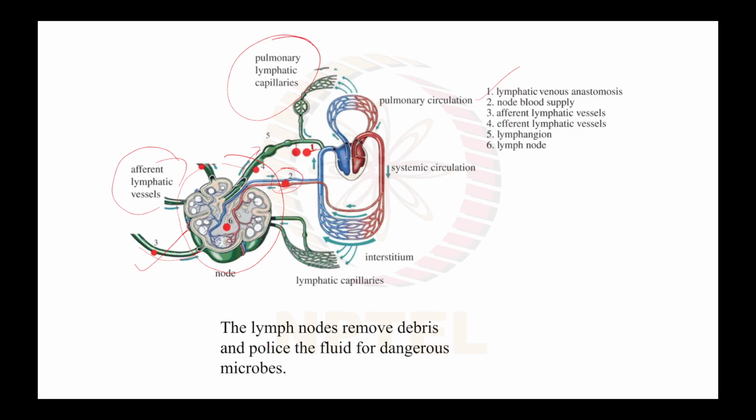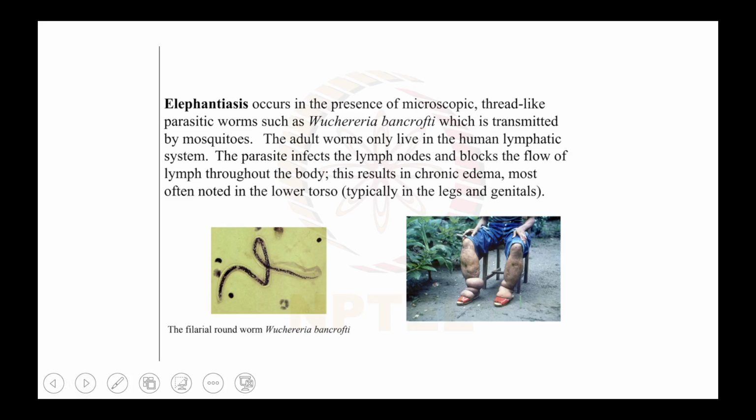So these lymph nodes, which are filled with lymphocytes, have the work of removing debris and policing the fluid for dangerous microbes. There is a particular worm, Wuchereria, that sits in the lymphatic system and causes a defect. Because of that defect there is an impairment in the lymphatic drainage system, which causes the swelling, the edema that we just discussed. This disease is called elephantiasis. You can see the legs have swollen a lot.